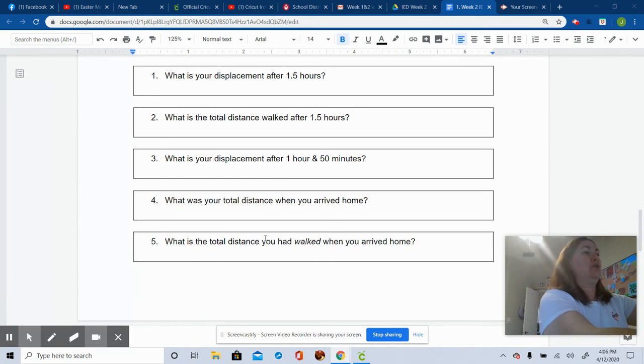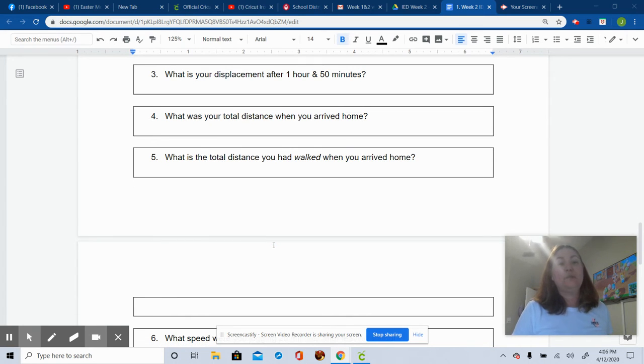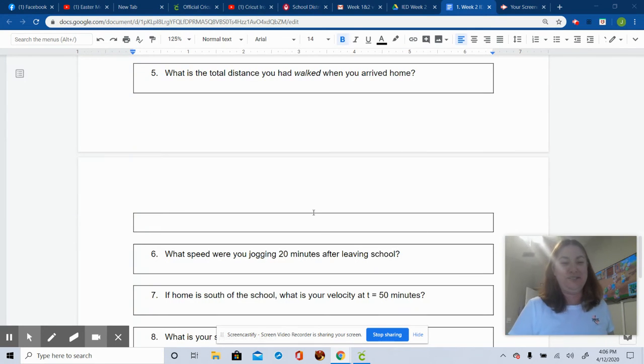So you have to add your miles to the library, miles to the coffee shop, miles home. Add that all together. So we went library, coffee shop, and then all the way home. So 3 things you got to add together there. Number 5 says, what's the total distance you had walked when you arrived home? So you have to ignore the part where you were jogging from school to the library. Everything else you add, back, forth, everything you were walking. That's just a trick question.